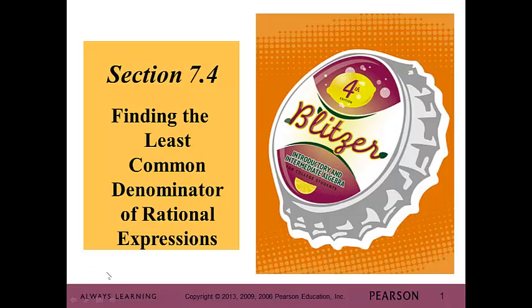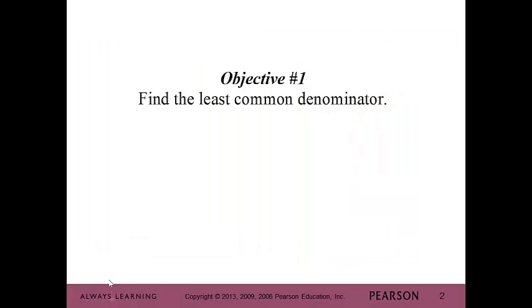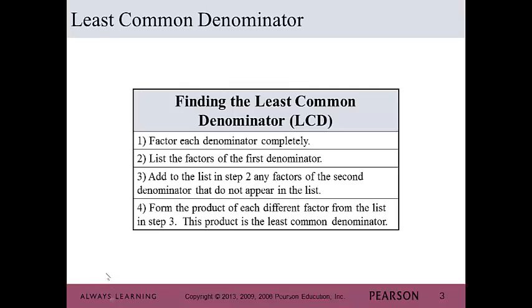Now we're in chapter 7.4 and we're going to be finding the least common denominator of rational expressions. Objective 1 is to find the least common denominator. Here are the steps. Step 1, you're going to factor each denominator completely. Step 2, list the factors of the first denominator. And then step 3, add to the list in step 2 any factors of the second denominator that do not appear in the list. And then step 4, form the product of each factor from the list in step 3. This product is the least common denominator.